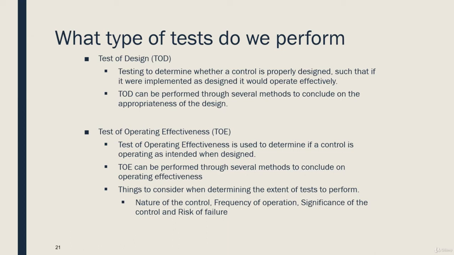And you also have to consider the significance of the control and the risk of failure. How important is this control? How key is it? Is it a key control? And is it prone to failure? This will also impact the selection sizes that you make when you're testing this particular control. We'll go over selection sizes in a different lecture. In general, all these items will help determine how you design the test to be performed and how you make the selection of items that you will test.